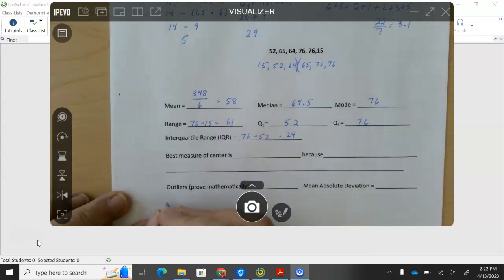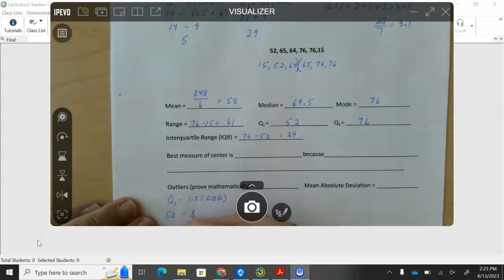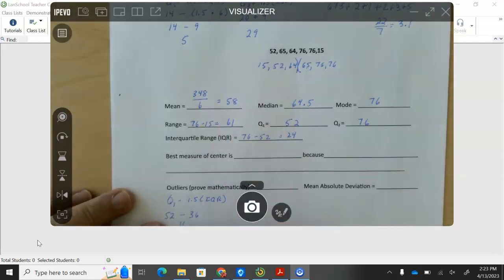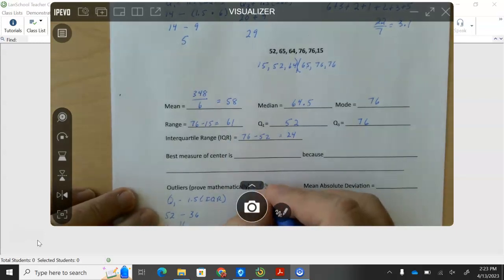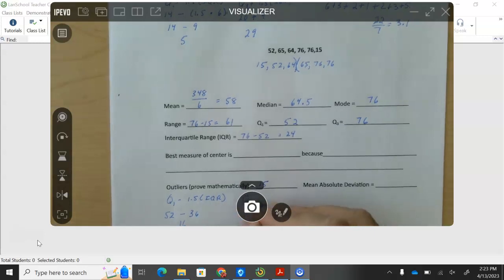So remember, we want Q1 minus 1.5 times the IQR. Q1 is 52 minus 1.5 times 24, which is 36, and we get 16. Now, since we have a 15, and that's lower, we already know that 15 is low enough to be an outlier. So let's check the high side.